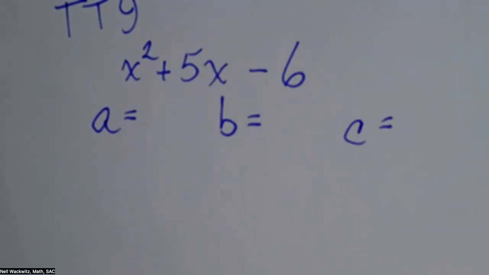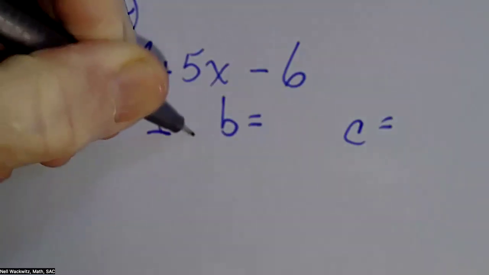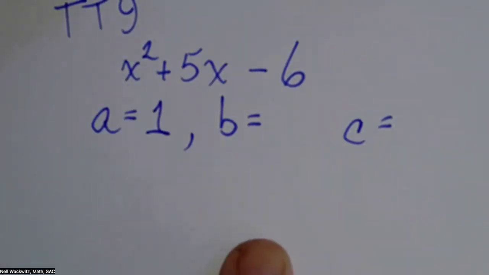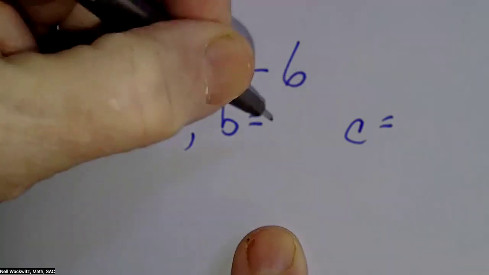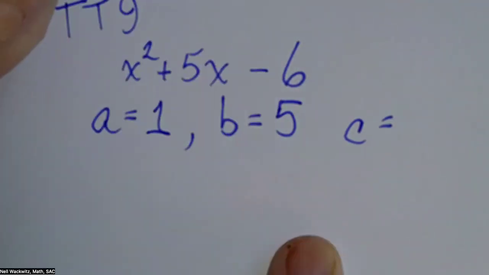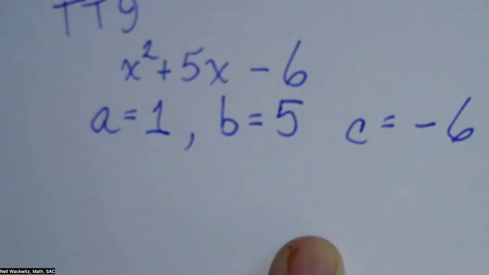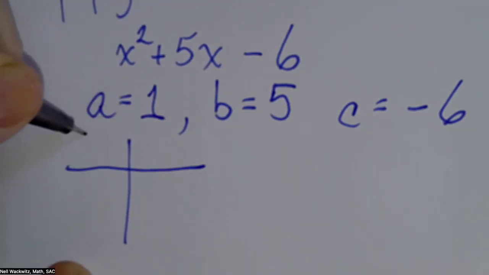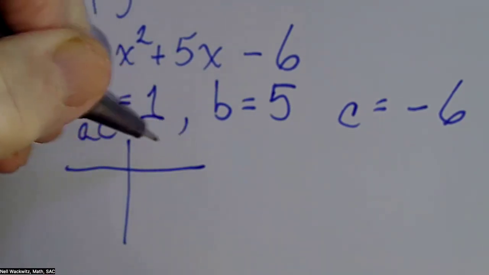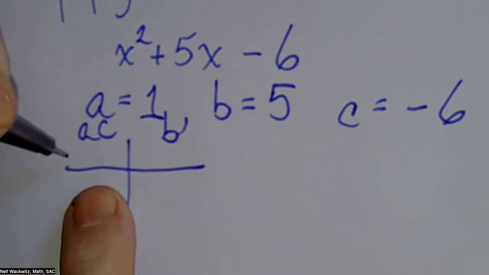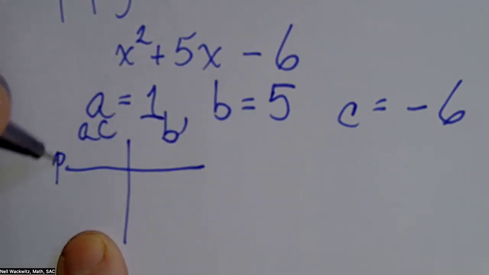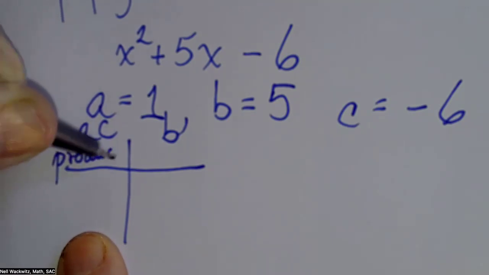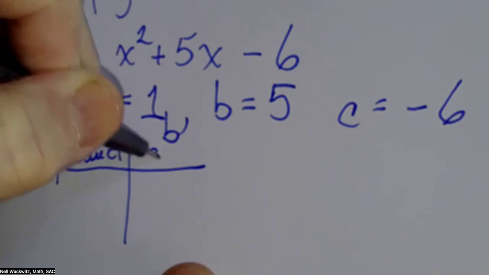A is the coefficient of x squared, so it's the number in front, 1. Good. And B? 5. Good. And C? Negative 6. Perfect. Thank you. I really appreciate y'all answering. So we have A times C in the first column, B in the second. The first column is always a product. The second column is always a sum.